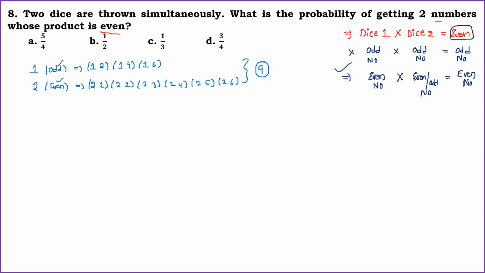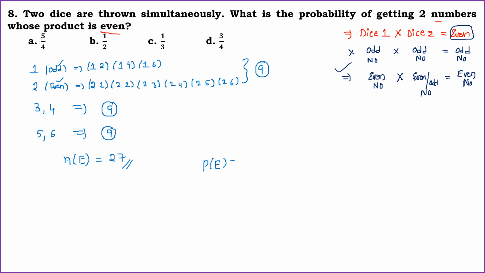9 possibilities. Now, if you consider 3 is an odd number, 4 is an even number. For this, you'll get 9 choices or 9 cases. Next one, 5 is an odd number, 6 is an even number. Again, you'll get 9 cases. Total n of E is nothing but 9 plus 9 plus 9. Total 27 cases. 27 possibilities are there for the given condition.